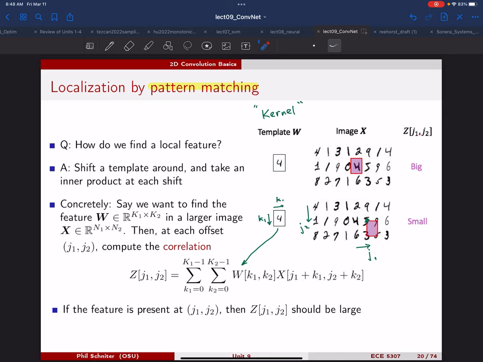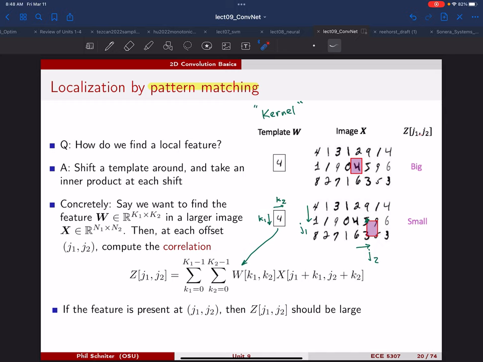Question: are the J1 and J2 supposed to be flipped in the diagram? Is J1 supposed to be sweeping across the rows and J2 across the columns? Yes, you're right, I should fix that. Swap them. Thank you. This should be J1, this should be J2. And to be consistent, K1 going down the rows, K2 across the columns.